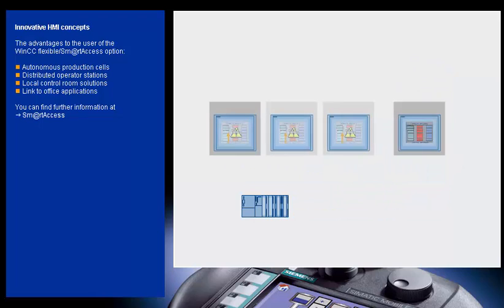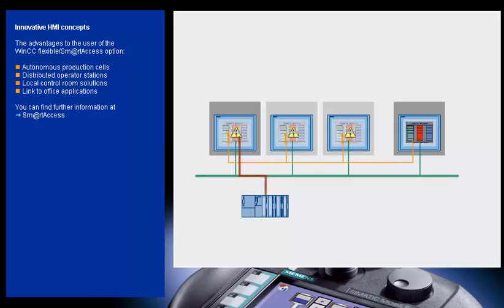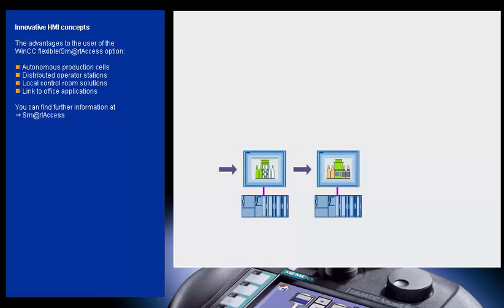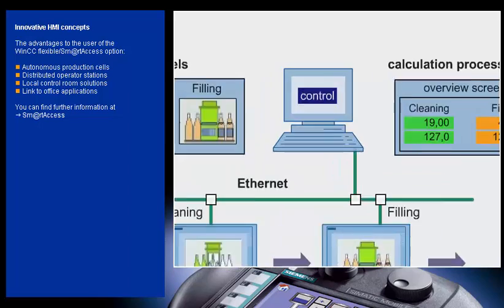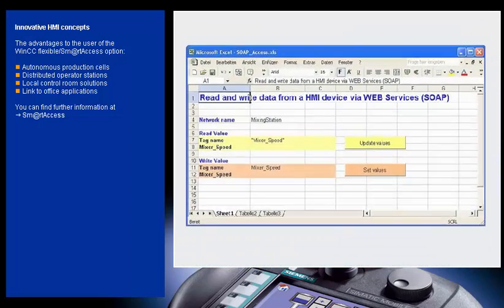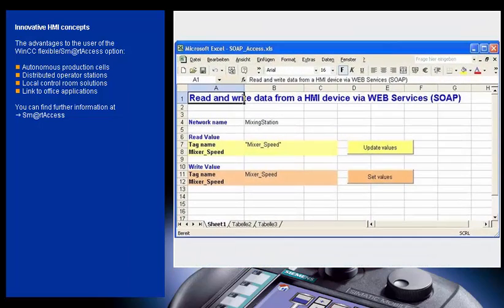Configure distributed operator stations to allow operator control of large machines situated at different locations from different places, and all with only one configuration. Create local control room solutions with central archiving, analysis, and post-processing of process data. And link your WinCC Flexible application on request to Office applications in order to make production monitoring and optimization more transparent.